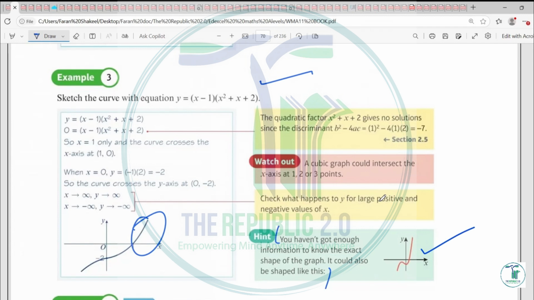In the next video, I'll be talking about the transformations of both of these graphs, right?